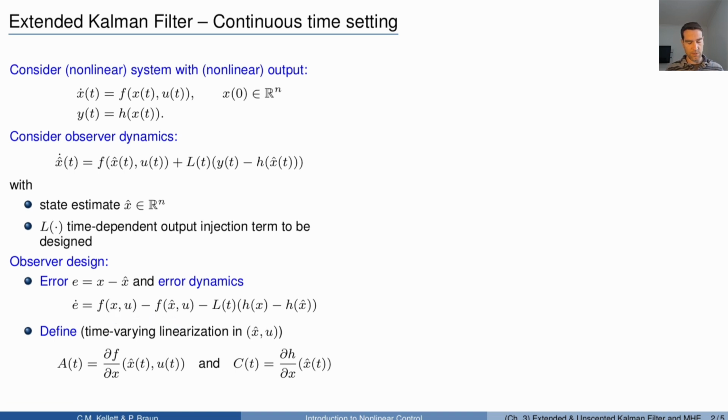So here we have to work a bit harder, and as a first step we are going to linearize the function f around the solution x hat, u, so that we get a time varying linearization by taking the derivative of f with respect to x and then evaluating this linearization along the estimated state trajectory. And similarly we define C of t by taking the derivative of the output map.